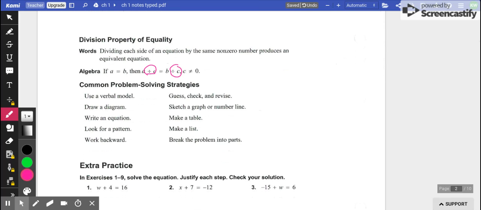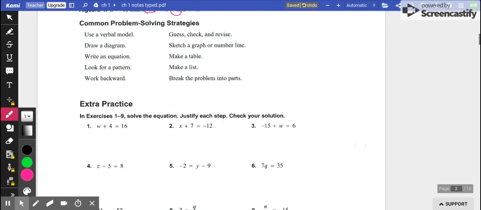So some general problem-solving strategies. These are strategies you can use throughout the whole year. So using a verbal model would be writing out the words into an algebraic equation. You can draw a diagram or a picture. You can write an equation, look for a pattern, working backwards. Guess, check, and revise is one that's often overlooked.